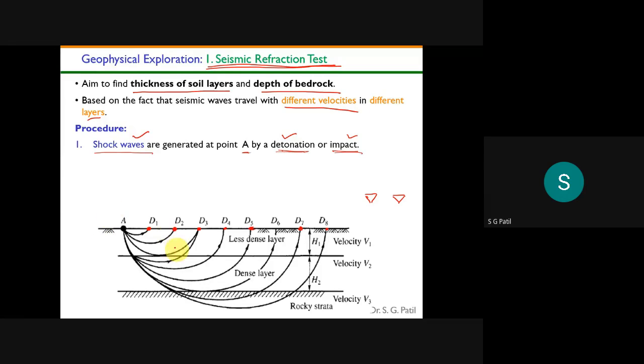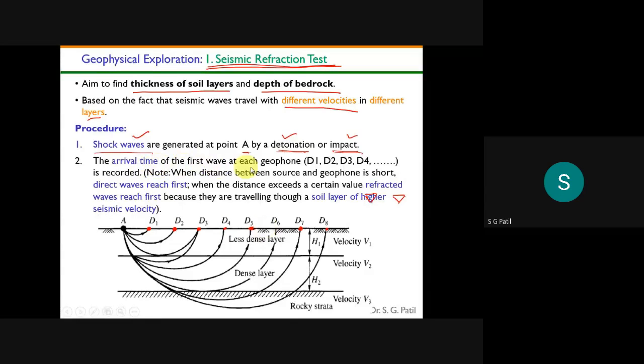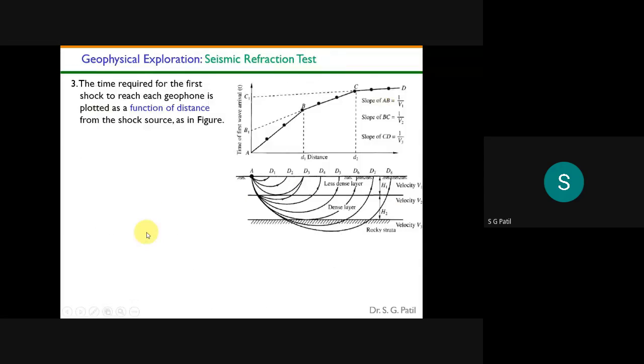So those shock waves will be picked up by these geophones. The arrival time of the first wave at each geophone is recorded. Once you record that, you plot the time of first wave arrival versus the distance between those geophones. You plot a graph between the distance between geophones and the time of first arrival.